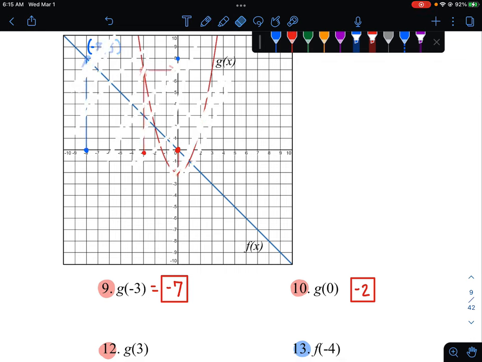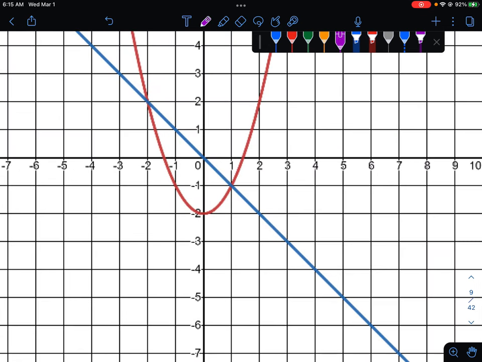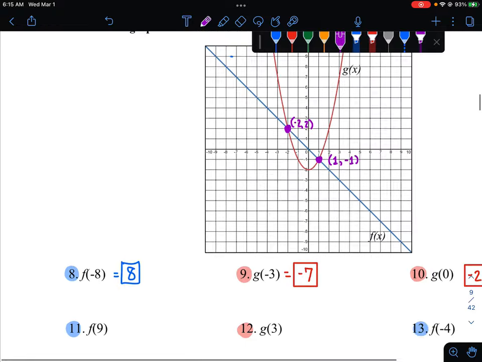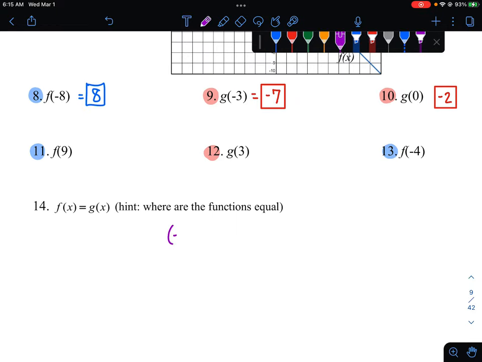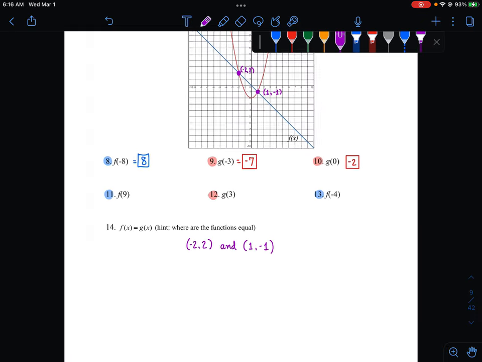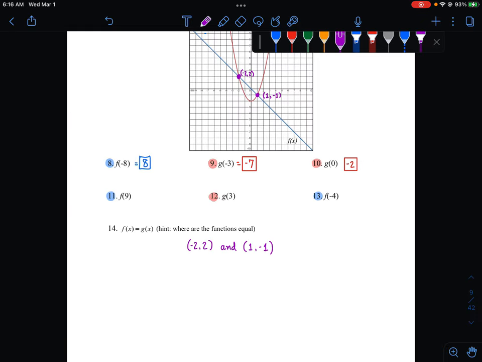Let me get rid of some of this clutter. We want to look at where they intersect. You'll notice we have a point of intersection here and here, so we just want to name those points. That is (1, -1) and (-2, 2). So there are 2 points where they intersect, and that is where the functions are equal. Kind of like when we did our graphing with systems of equations.